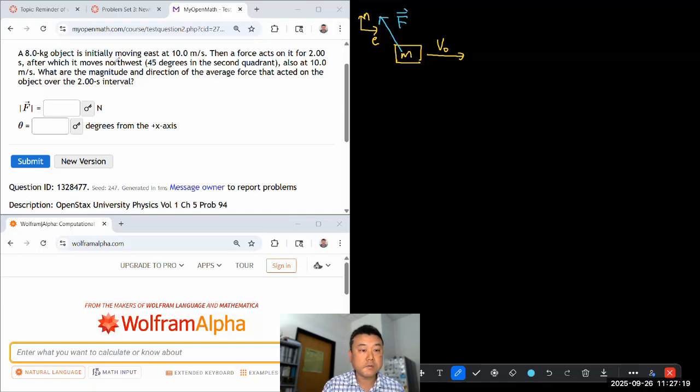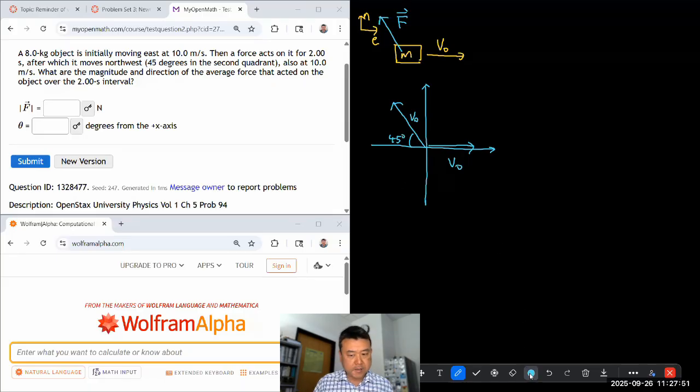After which it moves northwest at 45 degrees. So I guess it's useful to diagram. I have my initial velocity here and the final velocity also at 10 meters per second, in this direction, 45 degrees, with the same magnitude. What are the magnitude and the direction of the average force that acted on the object over the 2-second interval?